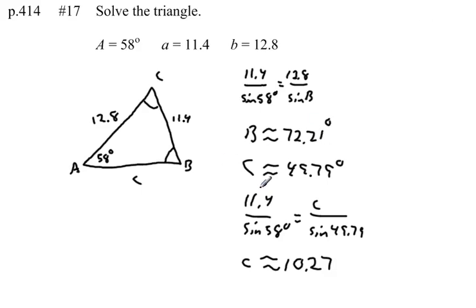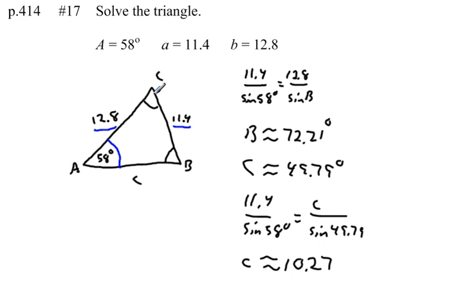But remember, I was talking before about how we might have two solutions to this. Now, how do we know when we have two solutions? Well, let's take a look at angle B. There are a few things that are set that I can't change. Angle A is set at 58 degrees. Side B is set at 12.8. Side A is set at 11.4. I can't change those quantities. But is it possible to redraw this triangle differently and keep those quantities?